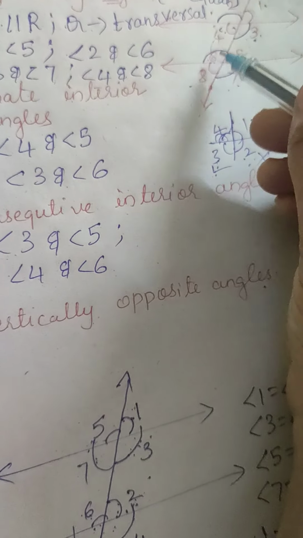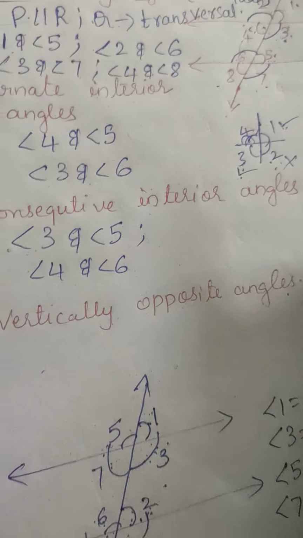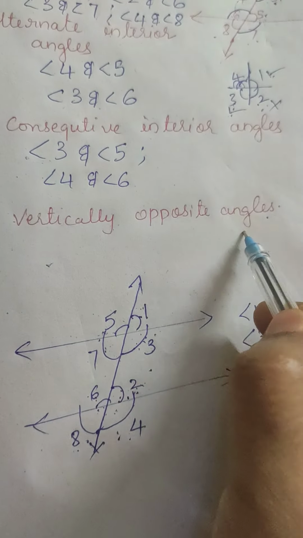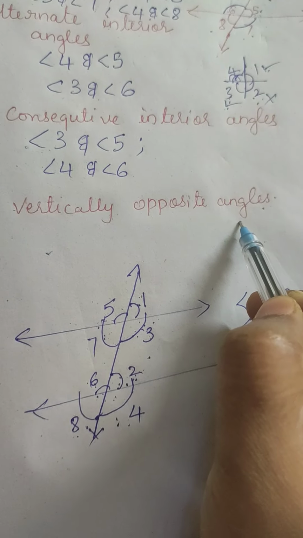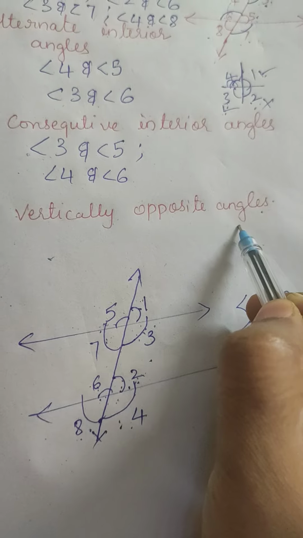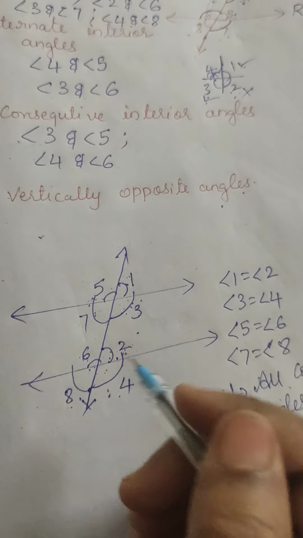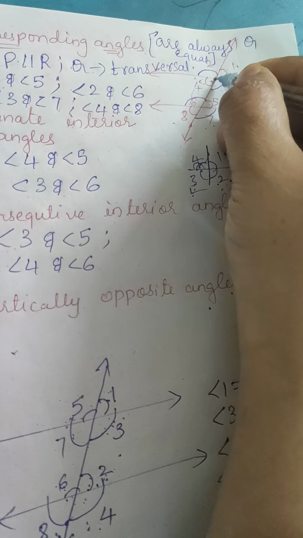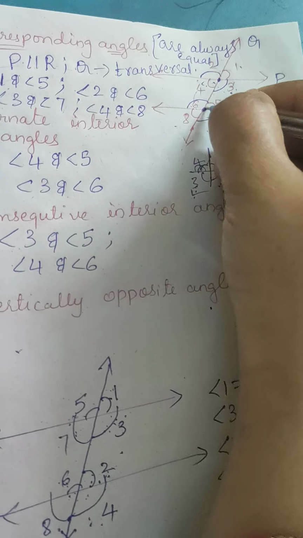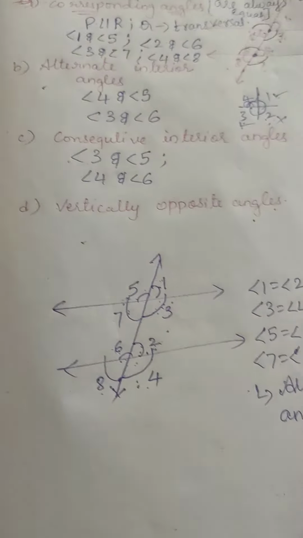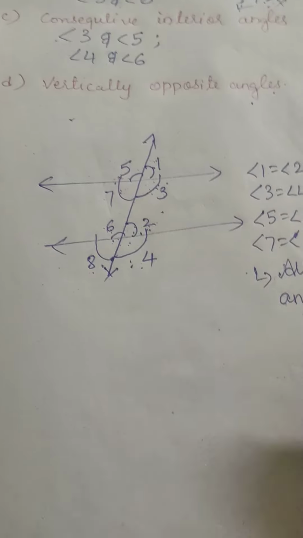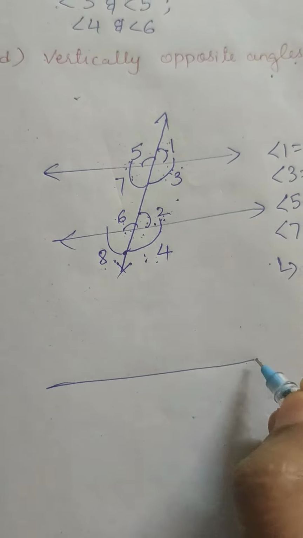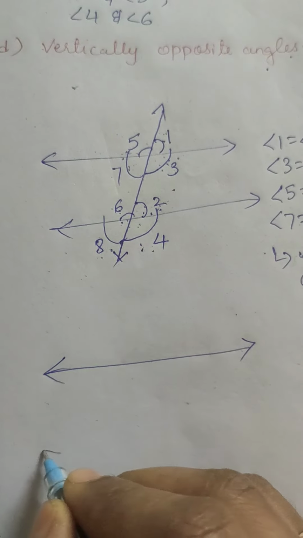These are consecutive interior angles. Next, vertically opposite angles. Vertically means from the vertex. We can see what the vertex is here. This is the vertex here and this is the vertex here. Here, we will draw vertically opposite angles once again and see what they are.